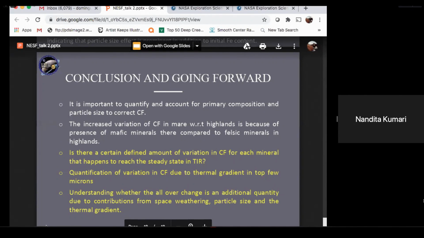Also quantify variation in CF due to thermal gradient on the top few microns that builds up. And also understanding the different factors that affect CF change: are they additive? For instance, does the CF change due to space weathering add on to the CF change due to particle size and thermal gradient, or how are they related to each other? So that is my talk. Thank you.